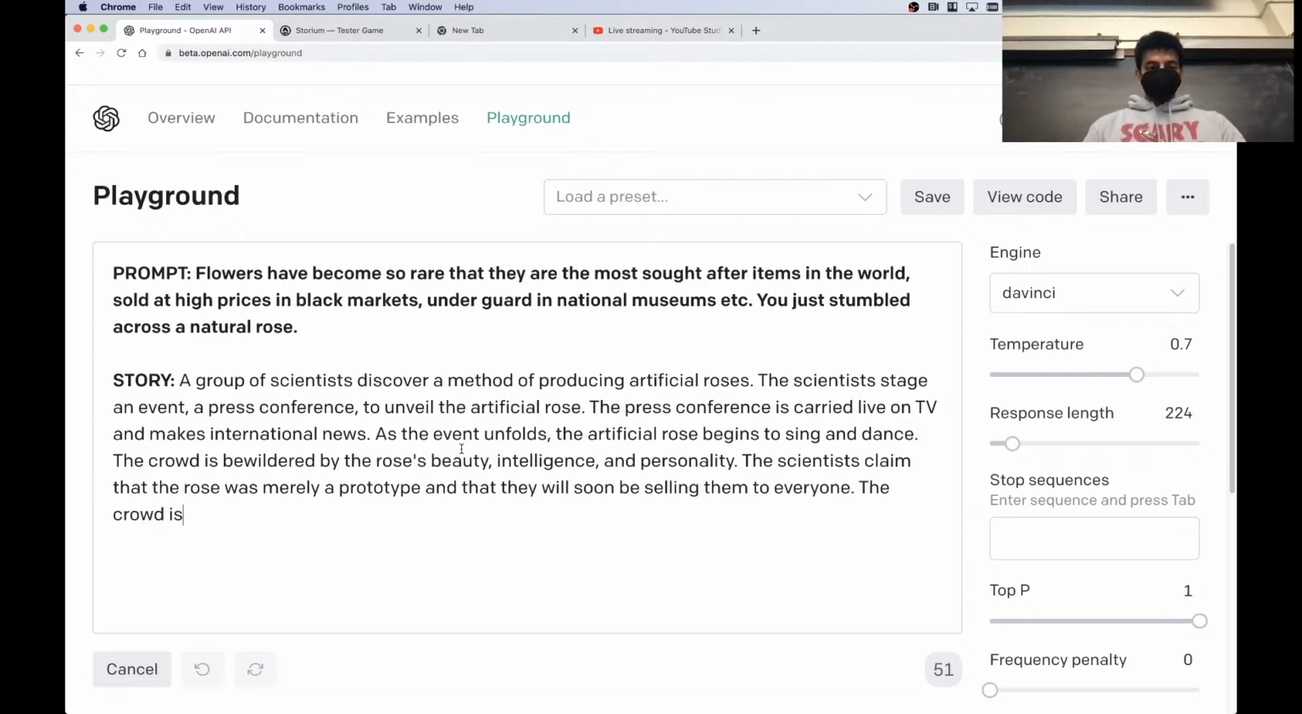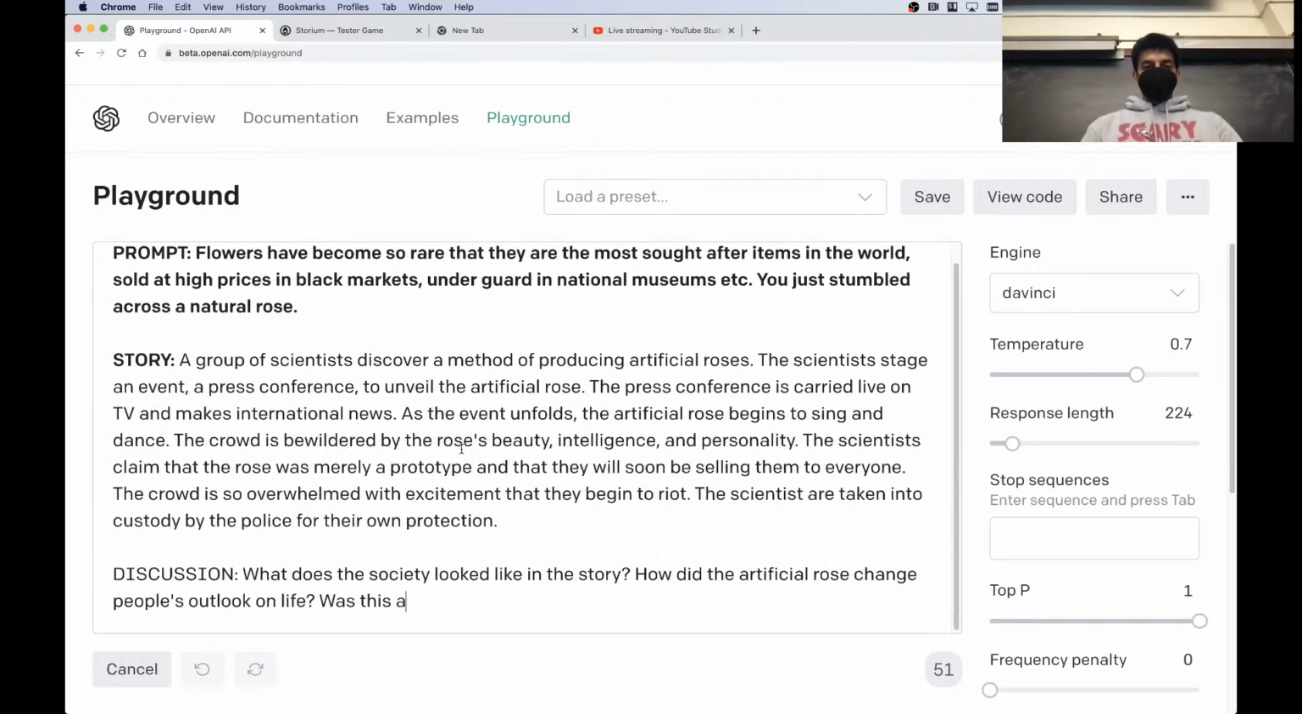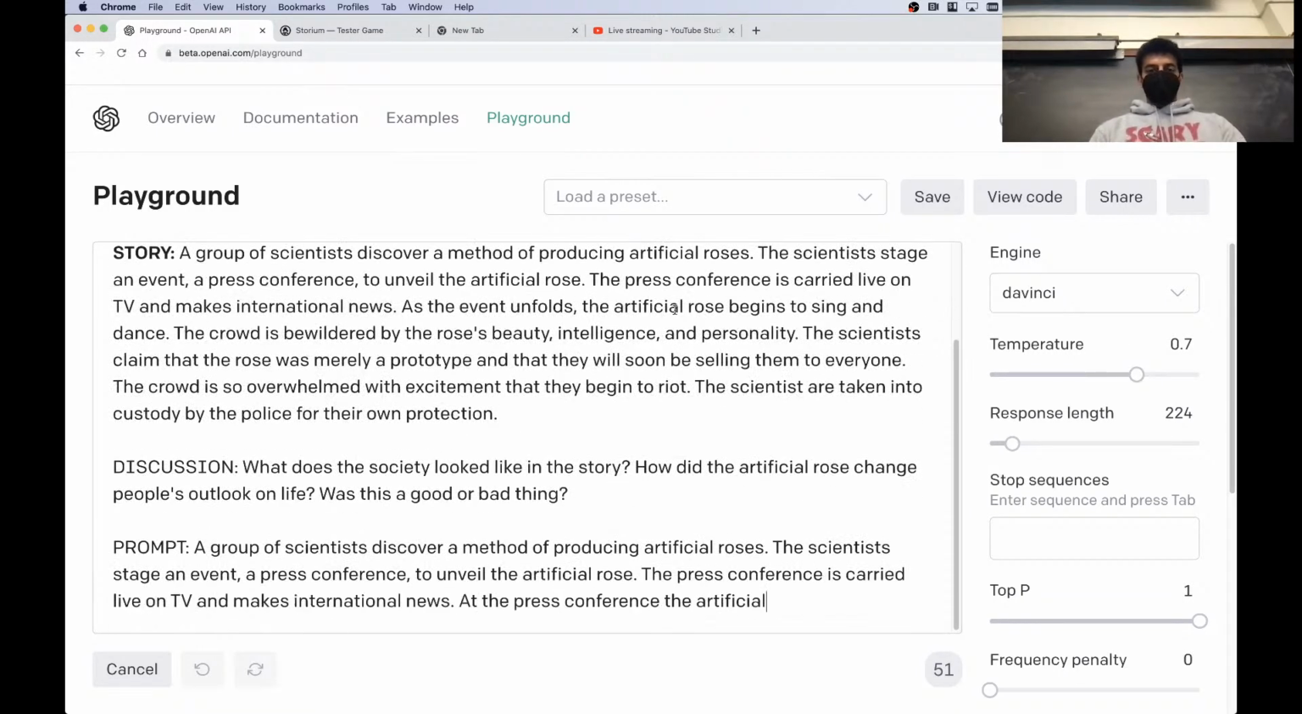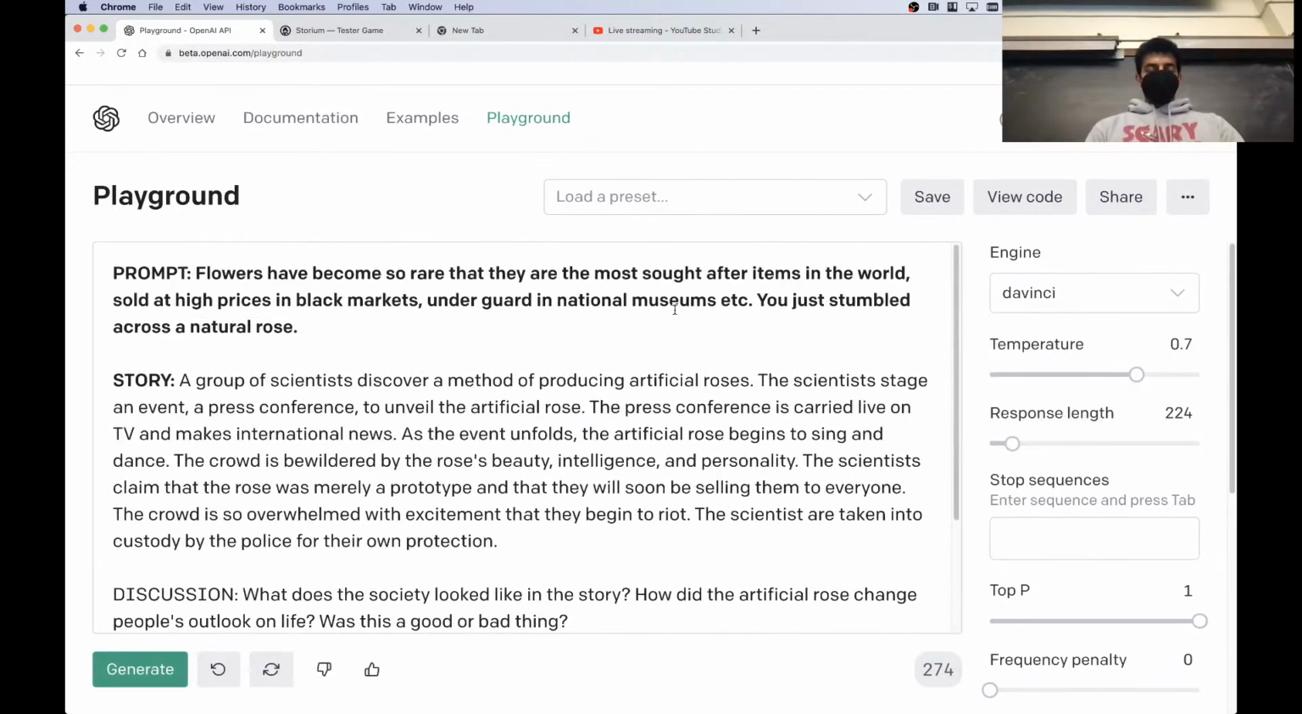Wow. A group of scientists discover a method of producing artificial roses. To unveil the artificial rose, the press conference is... The artificial rose begins to sing and dance. All right, that is... they will soon be selling them. The crowd is so overwhelmed with excitement that they begin to riot.